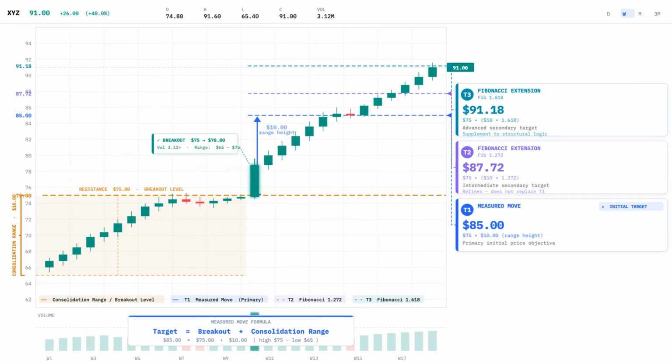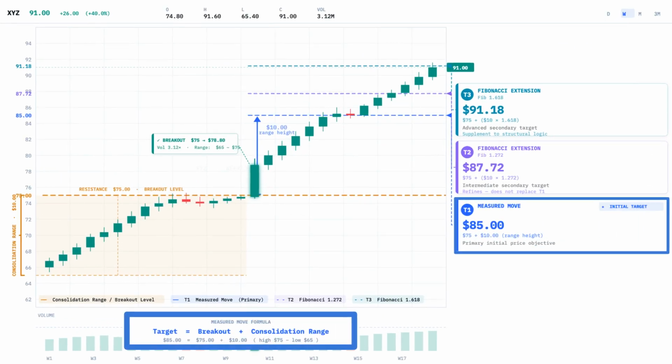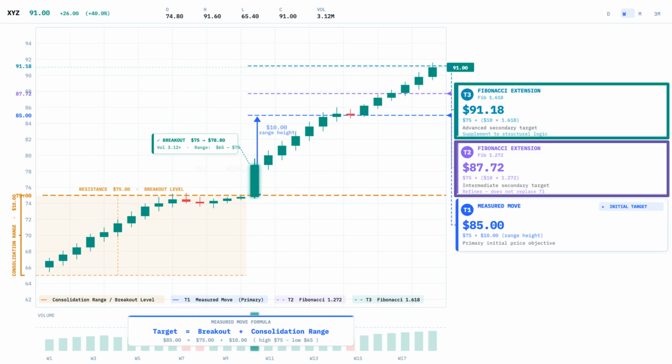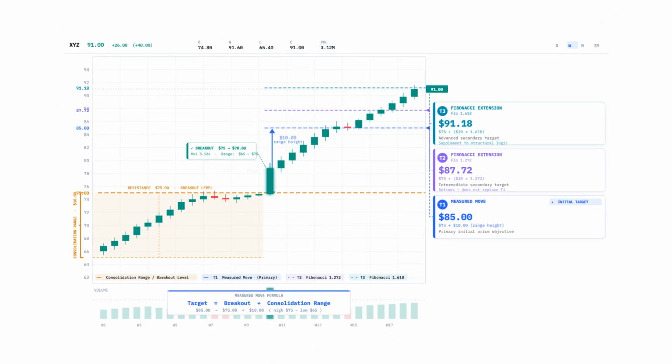For price target, the most common projection method is the measured move. Calculate the height of the consolidation range and project that distance from the breakout point. The pattern's depth becomes the initial objective. Some traders supplement this with Fibonacci extensions, particularly the 1.272 and 1.618 levels, as secondary targets. These tools refine projections, but do not replace structural logic.